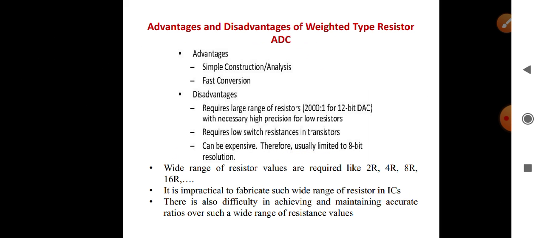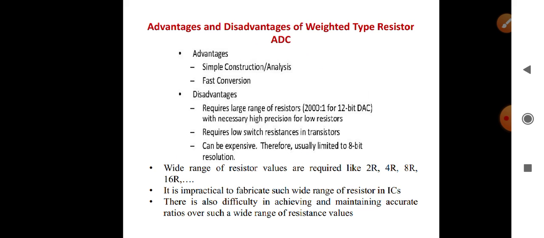I hope you understood this video, and these are the advantages and disadvantages. Advantages: it is simple in construction and analysis, with fast conversion. Disadvantages: it requires a large range of resistors, that is up to 2 raised to n into R. If the number of bits is more, then it requires more resistors with necessary high precision for low resistance. It requires low switch resistance in transistors and can be expensive, therefore usually limited to 8-bit resolutions.